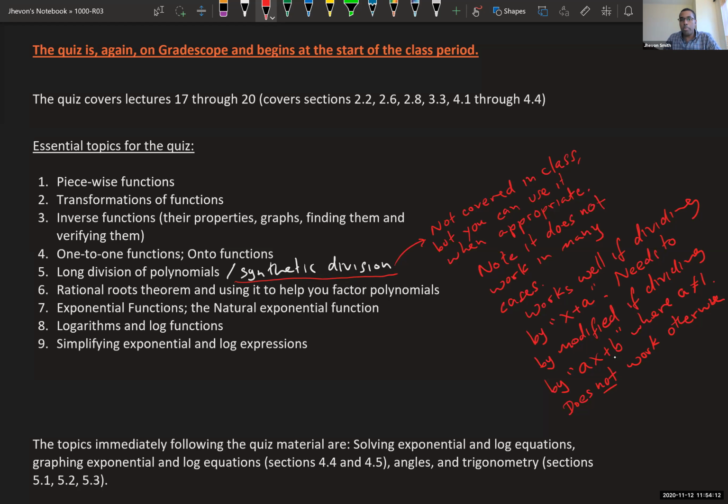The sixth topic would be to use the rational roots theorem. Spoke about that in class, and especially using it to help you factor other polynomials. So this is like when I ask you to factor a polynomial. So we end up in this situation. Before, we know very well about how to factor polynomials. We know the AC method.